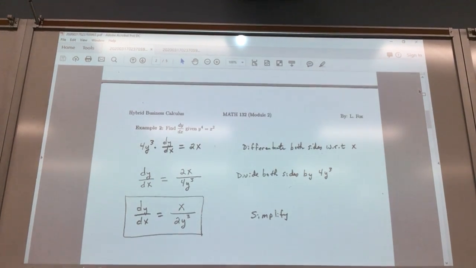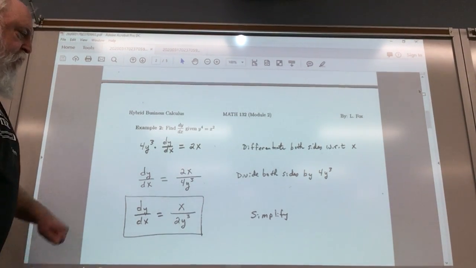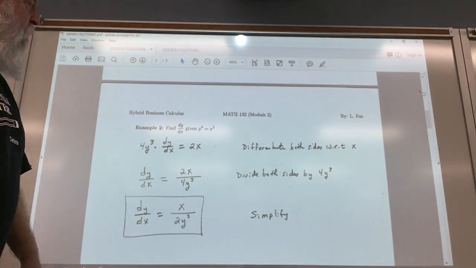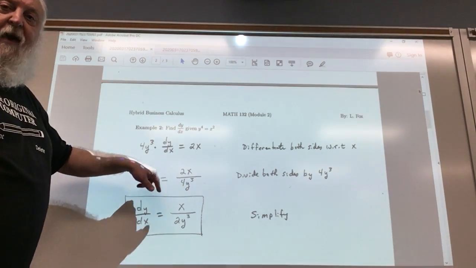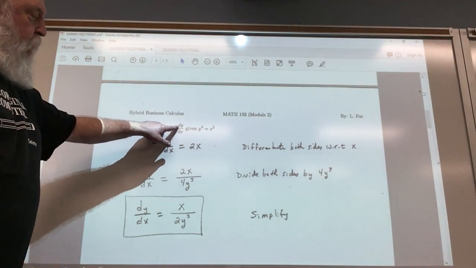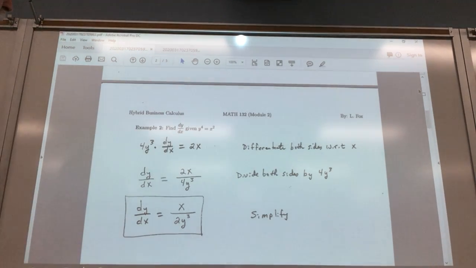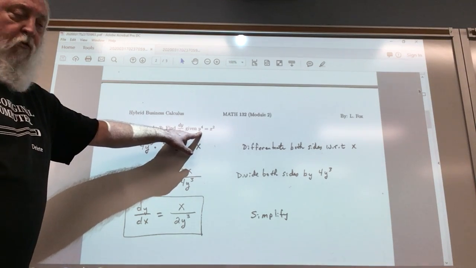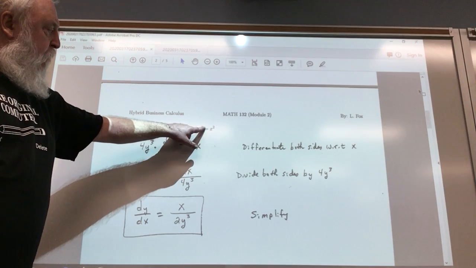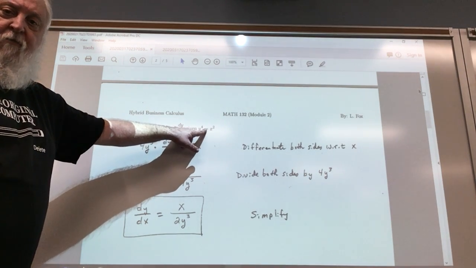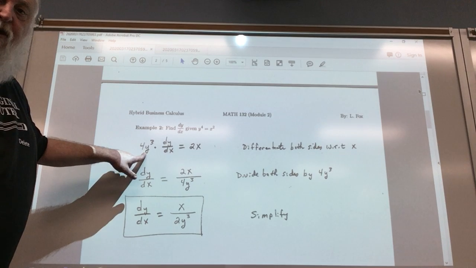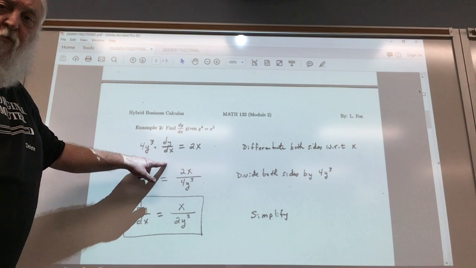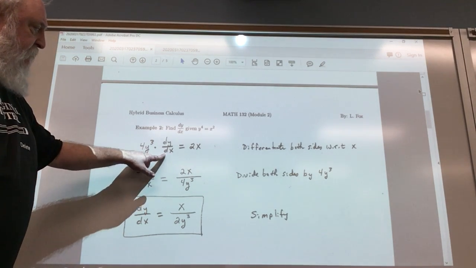On the next page of your note packet, we have example 2, and we have the equation y to the 4th is equal to x squared, and we have to differentiate both sides of that with respect to x and find the derivative of y with respect to x. When we differentiate the left-hand side with respect to x, we have to use the chain rule. Y is a function of x. We bring the 4 down in front of the y and subtract 1 from the exponent. We get 4y cubed, and then we multiply that by dy over dx, the derivative of y with respect to x, because y is a function of x.